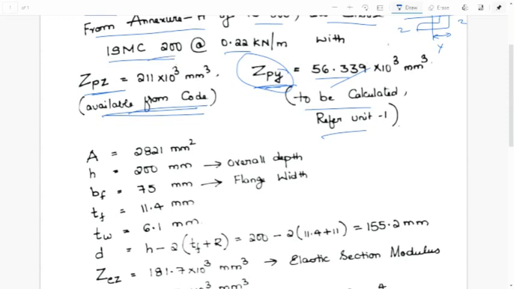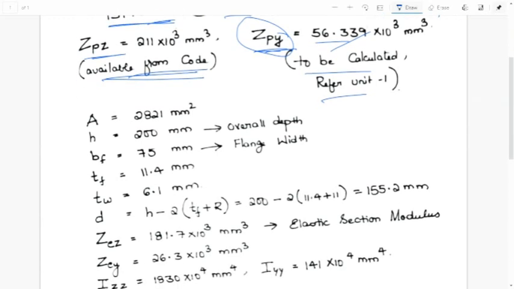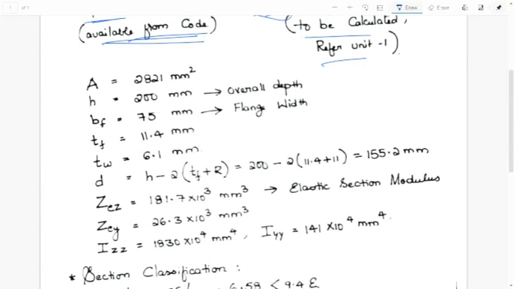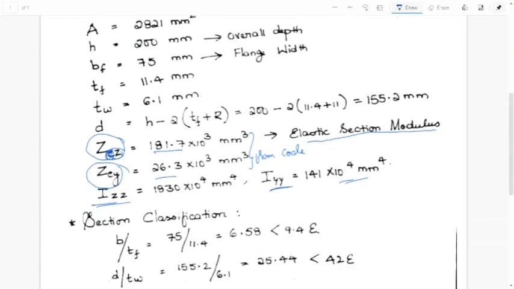So from the code book, I can get the ISMC 200 section parameters. Its area, h, bf, and everything, right? And here, see, this is Zez, where e represents elastic, the section modulus about Z axis. Okay, this Zez means elastic section modulus about Z. Okay, Zey means elastic section modulus about Y axis. Okay, these two are available from the code. Okay, and next Izz and Iyy, these are also available from the code. Okay, only the Zpy value has to be calculated.